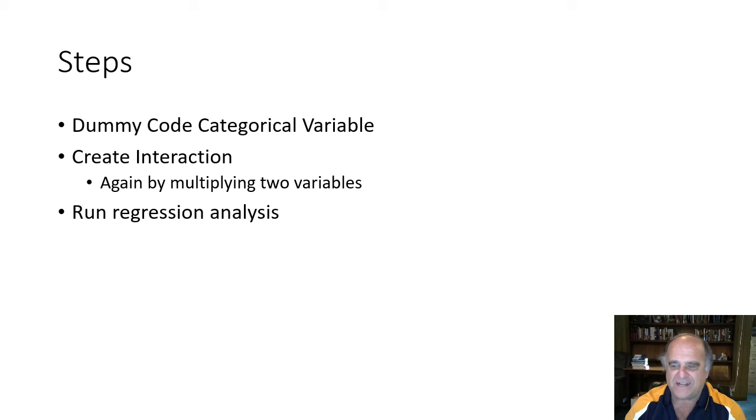Although again, there's actually people who center the dummy coded categorical variable as well. And I really don't understand the point of that, but there's people who do it. So you can do it. You can center both variables. I just do not center either variable when I'm looking at an interaction of a dummy coded categorical variable and a continuous variable. Once we create the interaction, of course, then we can run our regression analysis.